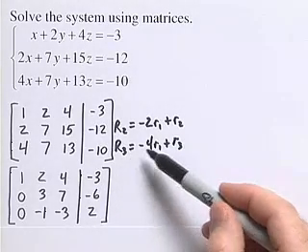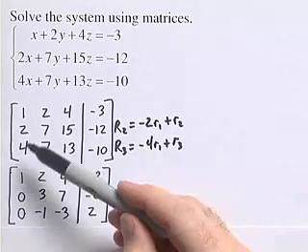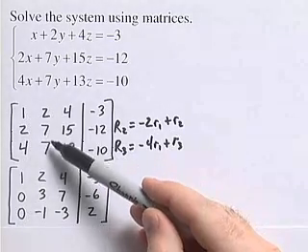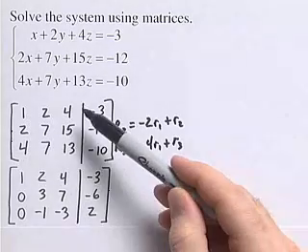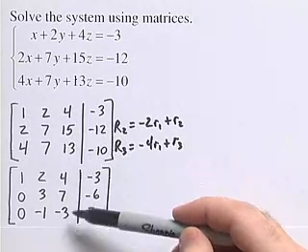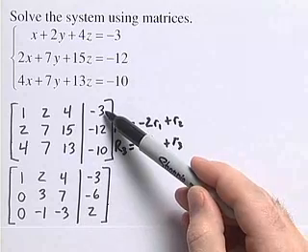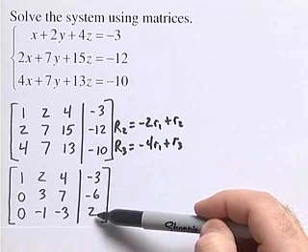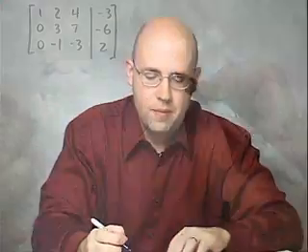To get our new row 3, we perform this operation. Negative 4 times 1 plus 4 is 0. Negative 4 times 2 plus 7 is negative 1. Negative 4 times 4 plus 13 is negative 3. Negative 4 times negative 3 plus negative 10 is 2. We're going to continue on another piece of paper.